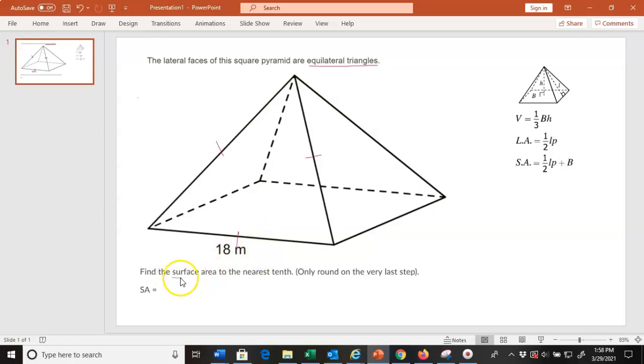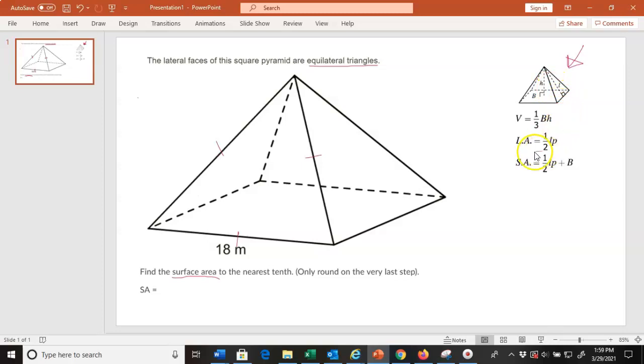So it wants us to find the surface area to the nearest tenth. Only round at the last step. Okay, so you do have your formula sheet that you're able to use, and I pulled this from your formula sheet. If you need that formula sheet, let me know. I'll send it to you. You're allowed to use it in your course and on the SOL. You can confirm that with your teacher as far as using it in the course. But because you get it on the SOL, I allow my students to use it all year.